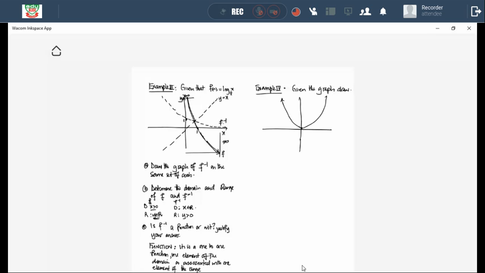Now the question is: A, draw the graph of f inverse on the same set of axes.